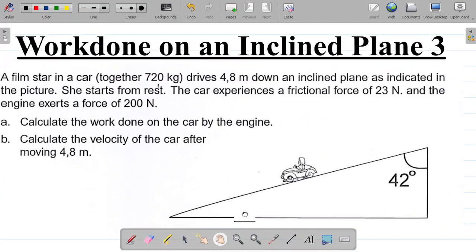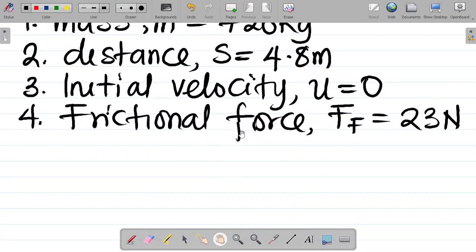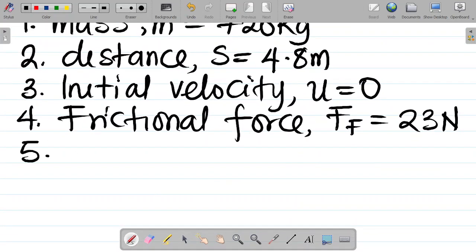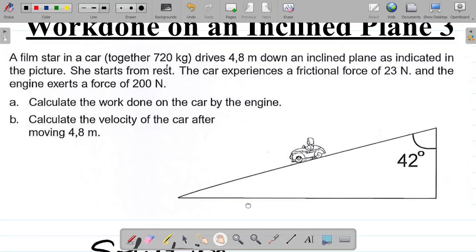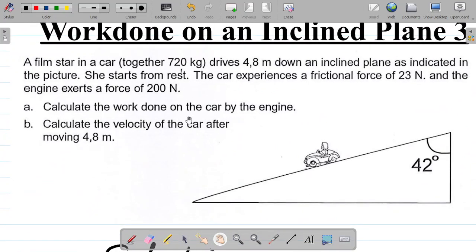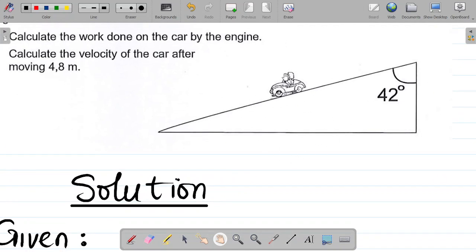What next? It said the engine exerts a force of 200 Newton. So we have number 5, the engine force, that's the force exerted by the engine. Let's call this F subscript E. It is equal to 200 Newton. So what's left here? The A part is calculate the work done on the car by the engine. That's the first task. Now for this question, our first concept would be to draw the free body diagram. So how do we do that?